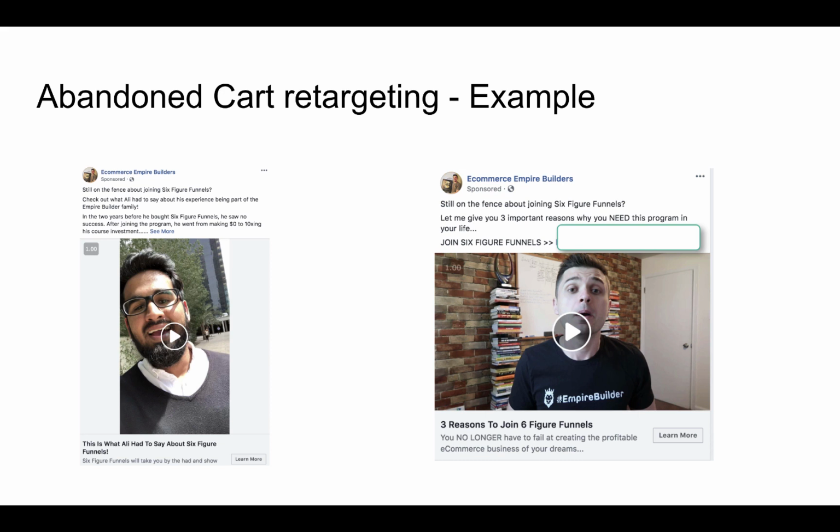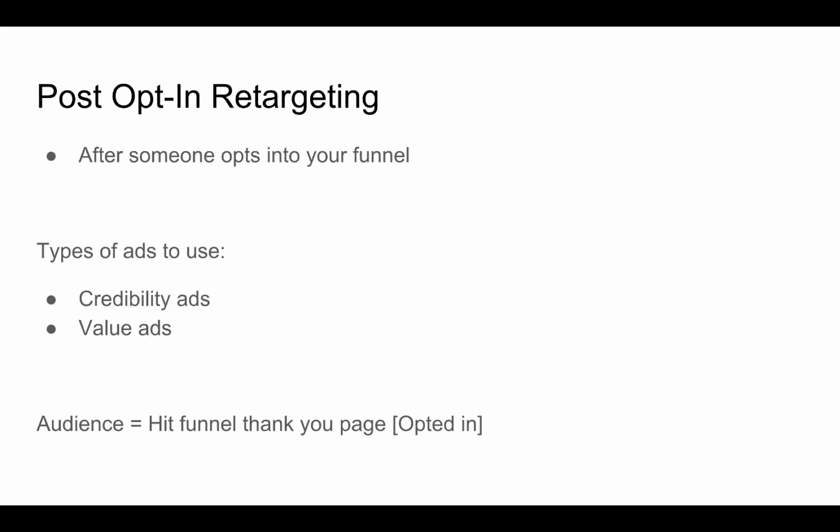If you're someone that is running an online program, these kinds of ads usually work really well for retargeting and help get people off the fence. And then another one I really like to do is post opt-in retargeting. So after someone opts into your funnel, what kind of stuff can you do to make them like you more, to make them view you as an authority?